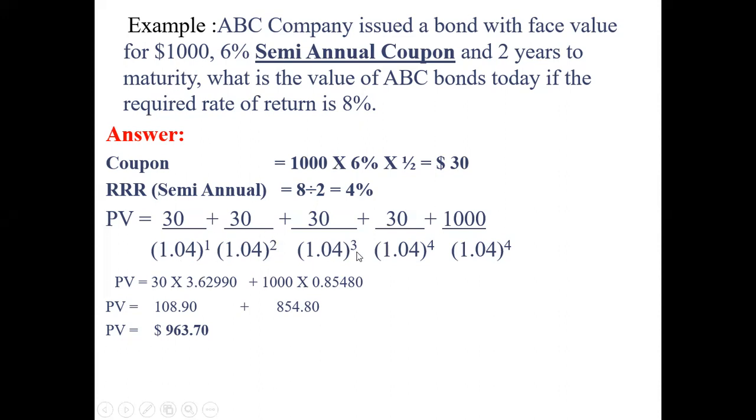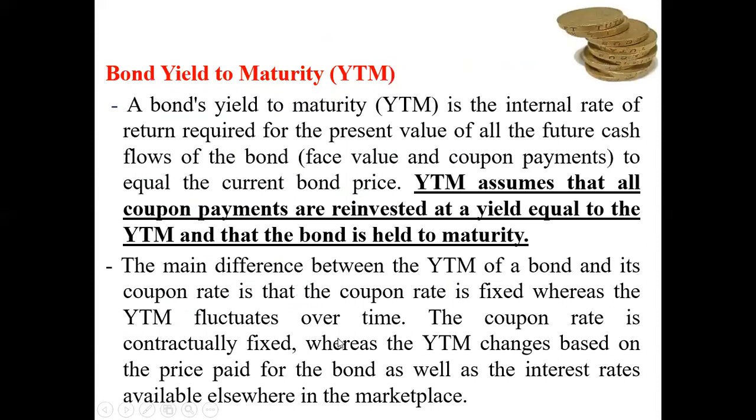So 1, 2, 3, 4. The numbers here have become 1, 2, 3, 4 because I'm going to receive an installment every 6 months. And for how long? For 2 years. So 2 times 2 is 4 coupon values, and I will discount them. For sure, the coupon rate is 6% and the market rate is 8%, so it is very clear I'm going to do it with a discount.